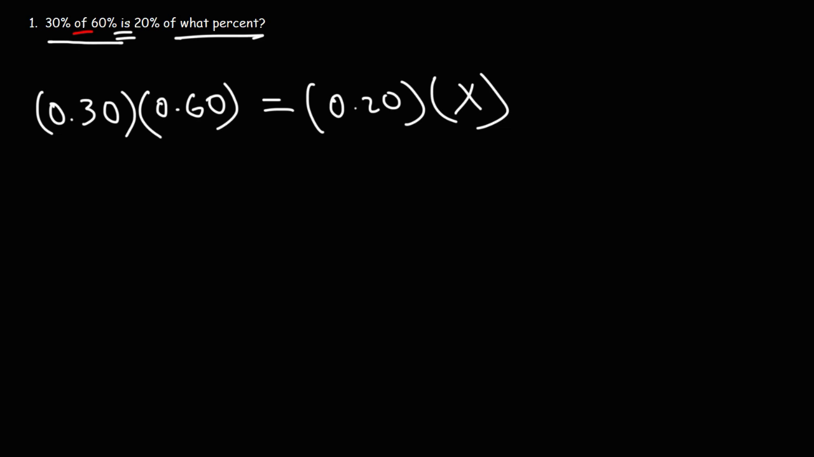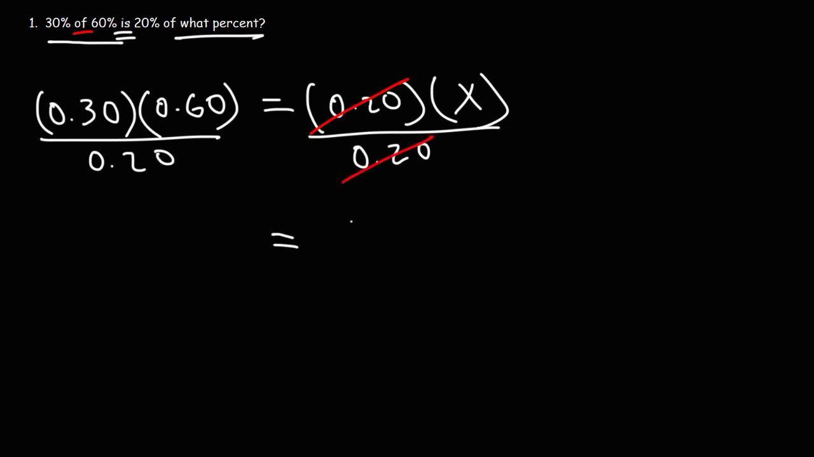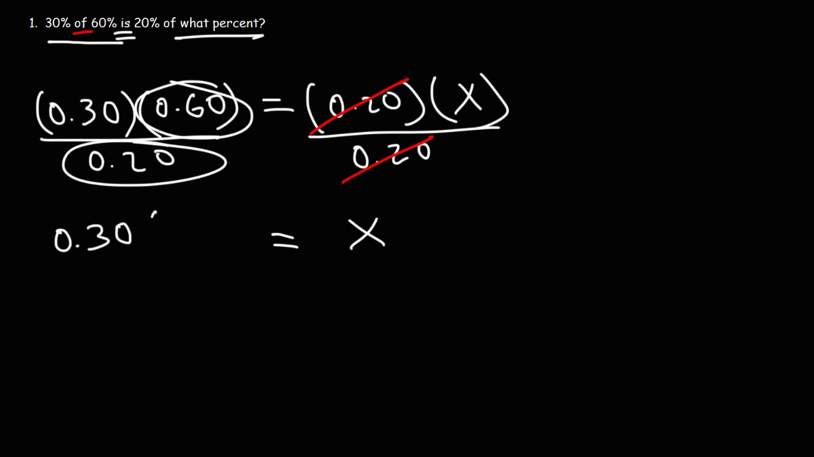So now all we need to do is calculate x. In order to do that, we need to get x by itself on the right side of the equation. So we've got to get rid of the 0.20. We could divide both sides by 0.20 to do that. 0.20 divided by itself is just 1. So those numbers will cancel, giving us the x variable on the right side. On the left, we have 0.60 divided by 0.20. 60 divided by 20 is 3. So we're going to have 0.30 times 3.